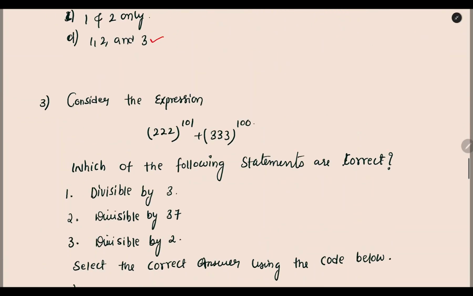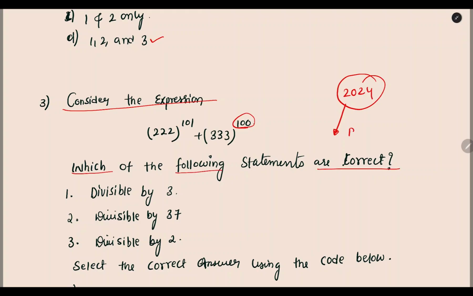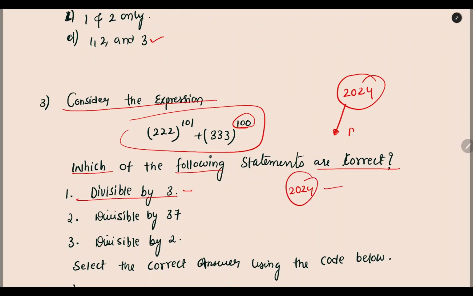In the same way, consider the expression 222 to the power of 101 plus 333 to the power of 100. Which of the following statements are correct? In the same pattern, he asked this in 2024, but it is somewhat twisty. He is asking, is this number divisible by 3 or not? Yes, because we have seen in the 2024 question that this number is divisible by 3.